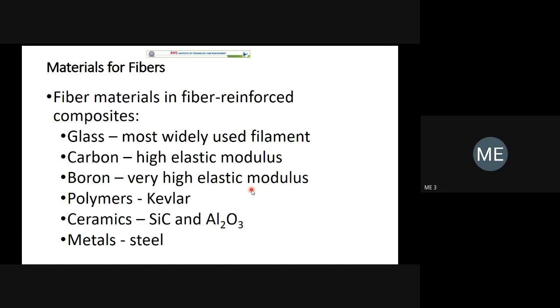But when you come to the different types of fiber for engineering application, glass is an example of the fiber. Carbon is one more example, high elastic modulus carbon. Then boron is one more material. The polymer Kevlar is one more material for the fiber. In ceramics, SiC, silicon carbide, is an example for the fiber, and Al2O3. Even inside rubber there is a fine fiber. The fiber is a metallic wire, most of the time a steel wire.